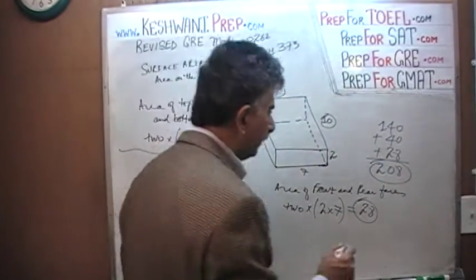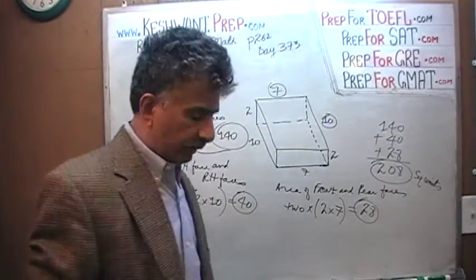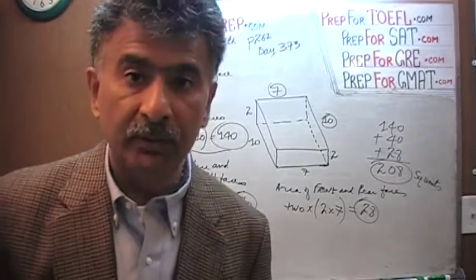218 square units. Square units. Whatever the unit happens to be. Do they give you a unit here? They do not give us the name of the unit.